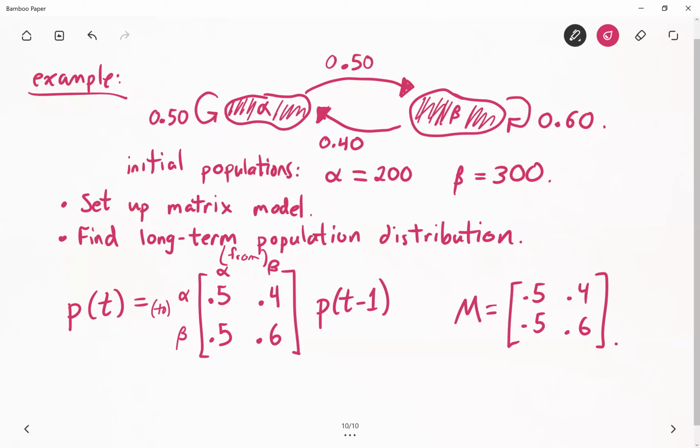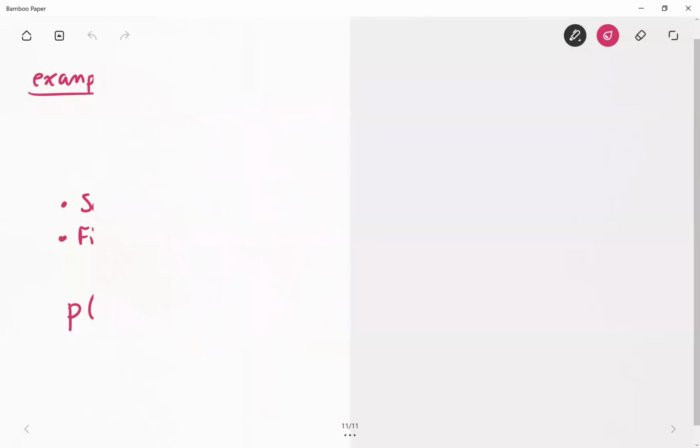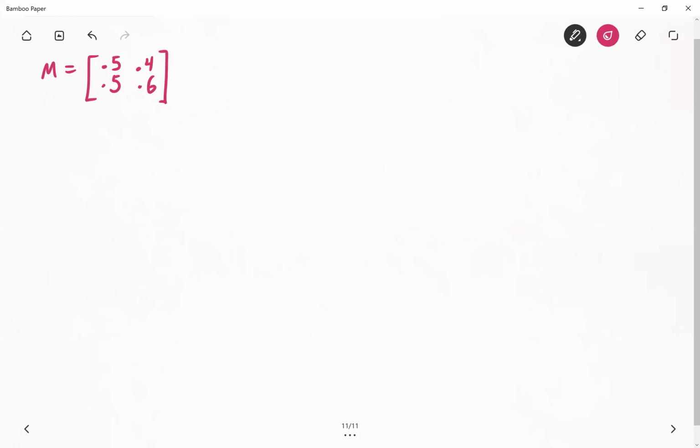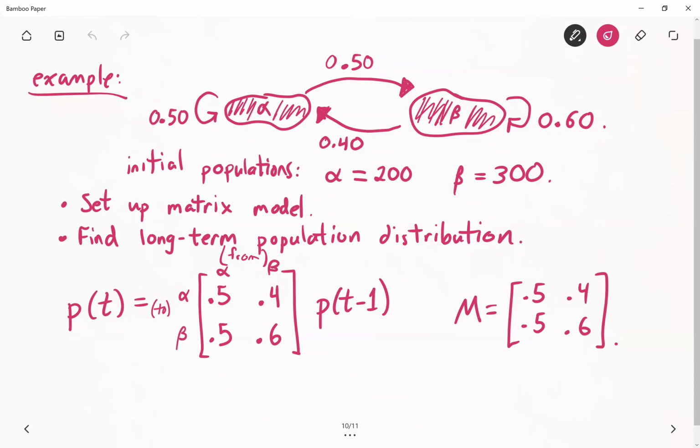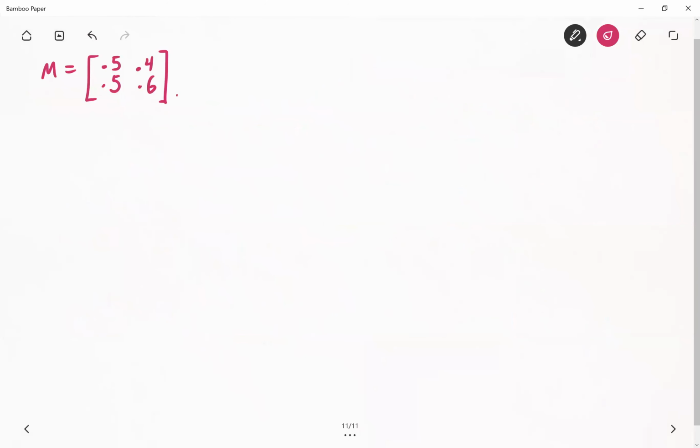So our first step is going to be to calculate the eigenvalues and eigenvectors of this matrix, then diagonalize it, and finally figure out the long-term behavior. So M is 0.5, 0.5, 0.4, and 0.6. Is that right? That's right. And so again, to find the eigenvalues, we want to solve determinant of M minus lambda times I is equal to 0.